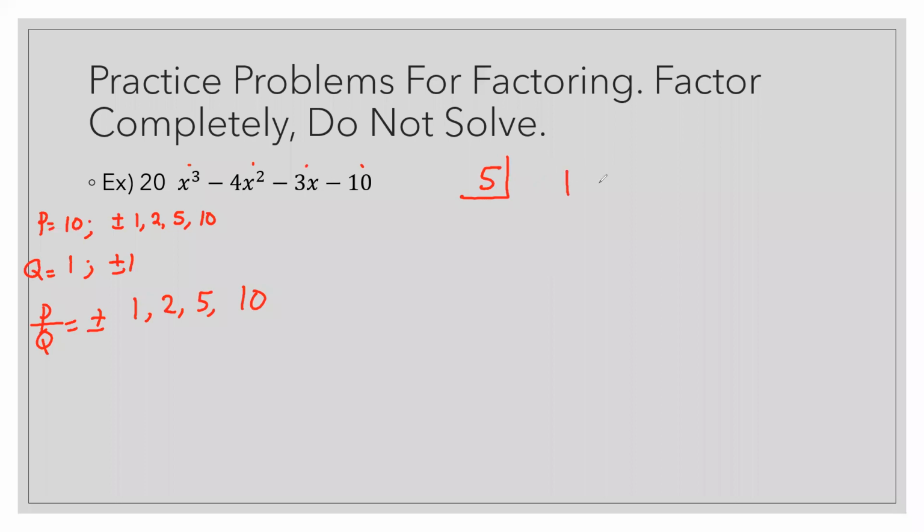So this is 1, -4, -3, -10. Put a placeholder under 1, so 1 plus 0 is 1. 1 times 5 is 5. -4 plus 5 is 1. 1 times 5 is 5. -3 plus 5 is 2. 2 times 5 is 10, so it is a remainder.